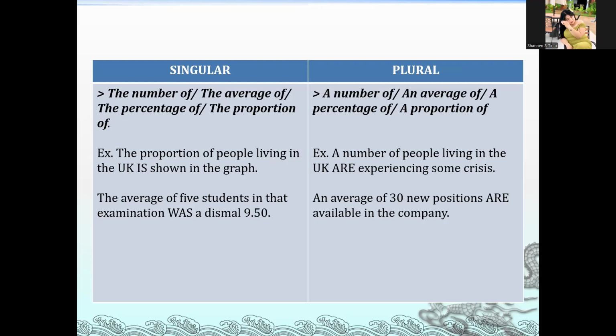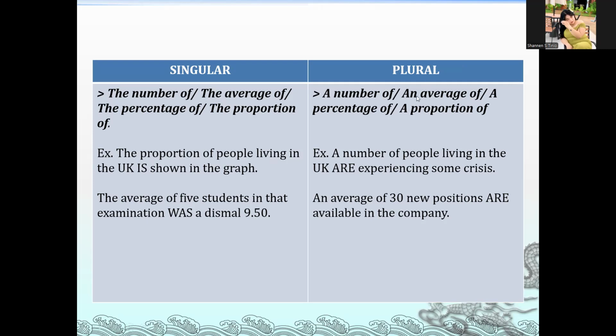So, magagamit niyo 'to sa writing, kasi magsusulat kayo ng statistical reports, para sa mga ACAD students. The number of, the average of, the percentage of, the proportion of. They are always considered singular. So, ang gagamitin niyo ay is, was, has. Okay?